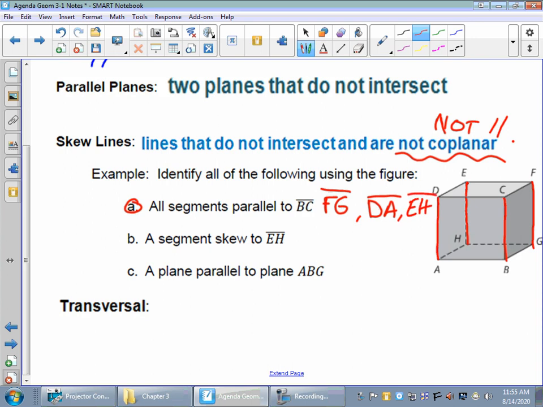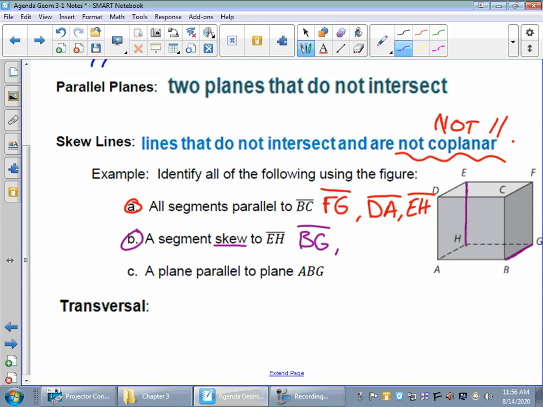Okay. Here comes our skew example for letter B. Letter B, which asks for a segment that is skew to EH. It just wants a segment, but we're going to give you a handful here. When we look at where EH is, EH is this back corner right here. So we're looking at skew. So we're looking for lines that do not intersect, but they're not on the same plane. So one example would be like BG down here. You can see BG is not going to cross, but it's also not parallel, right? You can tell what parallel lines are. So BG would be a skew line to EH. It's not going to cross it, but it's also not parallel.